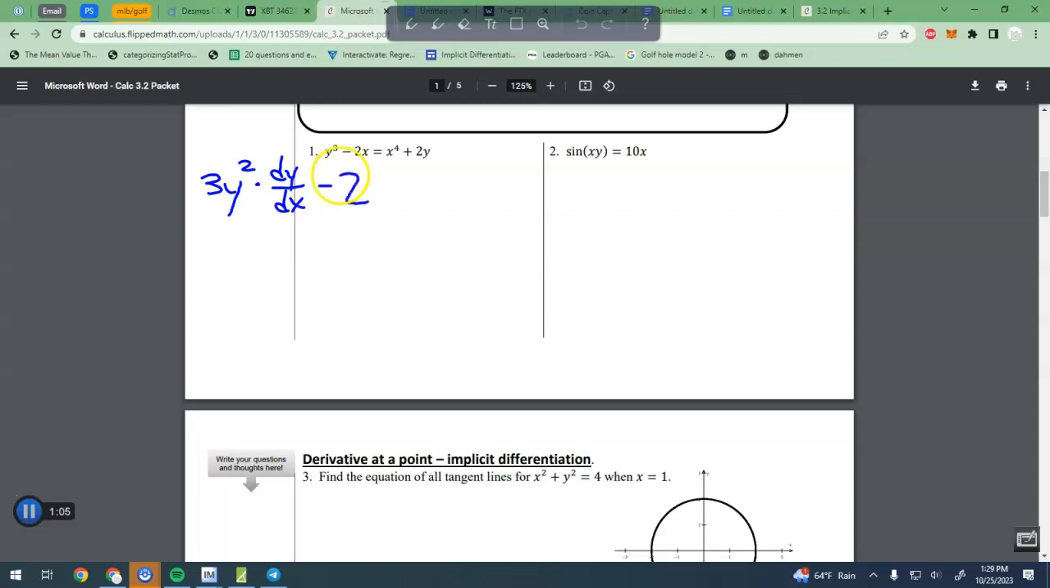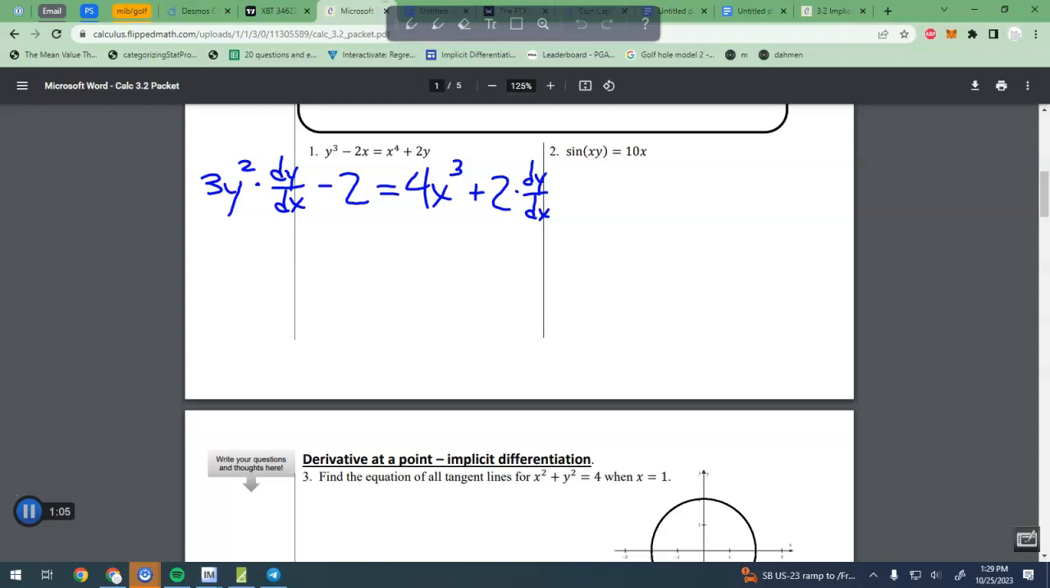Derivative of negative 2x is just negative 2. That's an x, so we don't multiply by dy/dx. Derivative of x to the fourth is 4x to the third. It does not have a y, so we don't multiply by dy/dx. And then the derivative of 2y is 2. I took the derivative of the y, so I multiply by dy/dx. And so if I solve for dy/dx, dy/dx represents the derivative. So if I solve for the derivative, even though I never knew what the original function was, and solving for y is not possible based on our tools, I can still find the derivative of that.